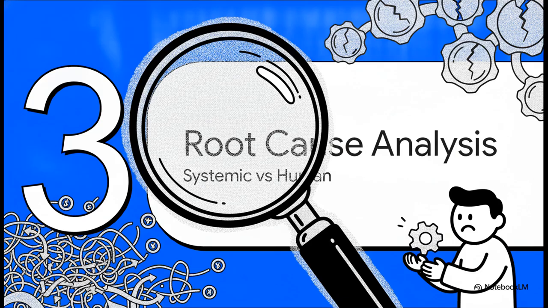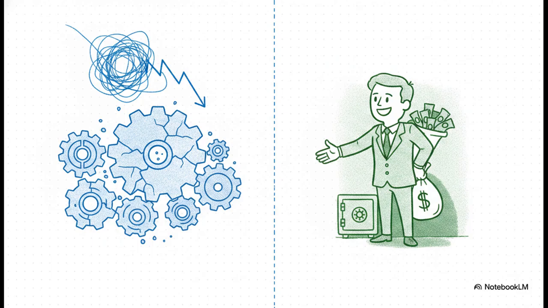This brings us to Section 3, Root Cause Analysis. As we do an autopsy on these failures, I want you to ask yourself, does the fault lie with the instrument, the person, or the regulations? When we look closely at these failures, we see a really sharp contrast between systemic rot and human deception.